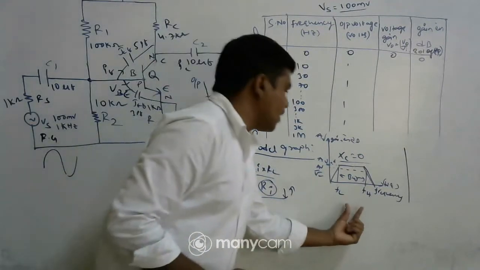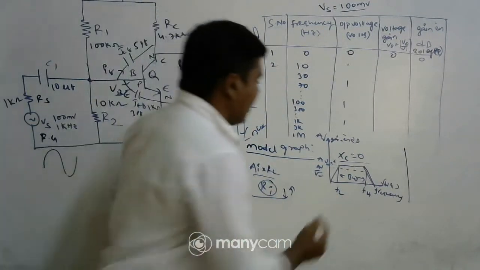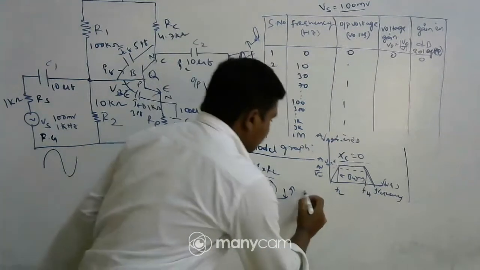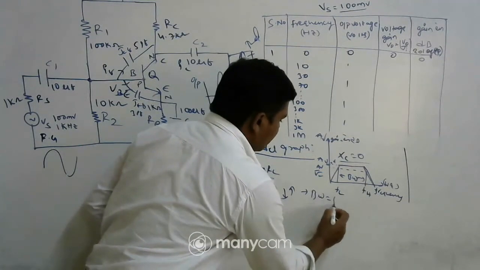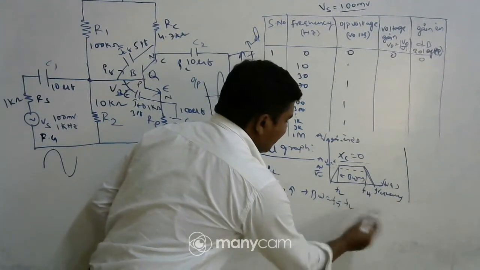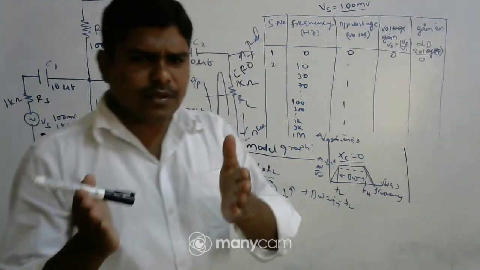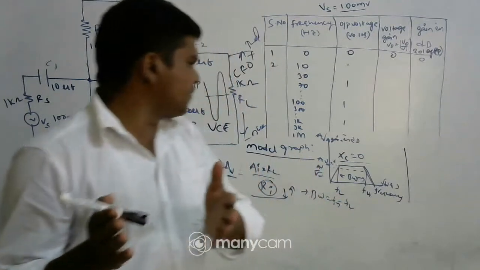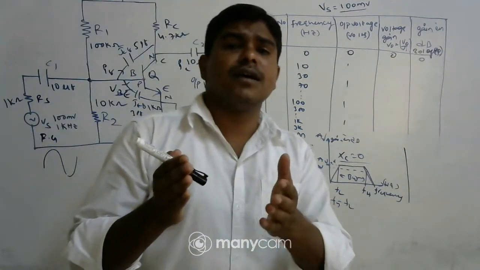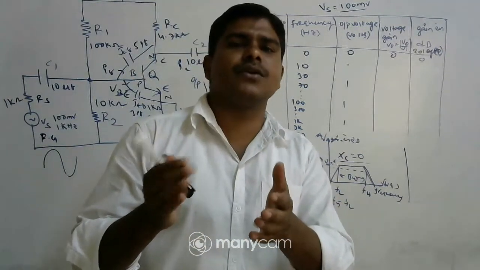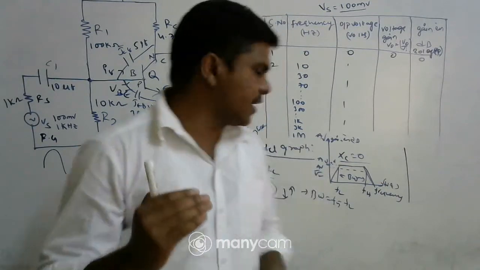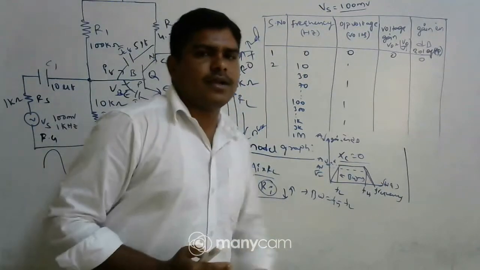From this model graph, we can calculate the bandwidth. What is the bandwidth formula? BW is equal to higher cutoff frequency minus lower cutoff frequency. Bandwidth represents how much the amplitude, that is the gain of this circuit, is maintained constant with respect to frequency. We can calculate that by using the bandwidth.